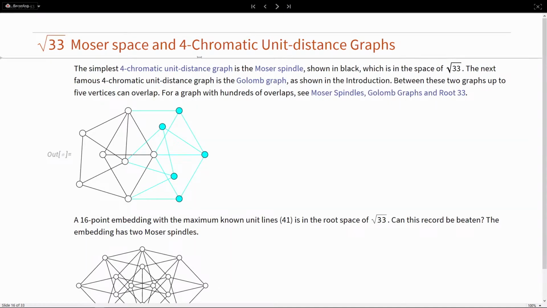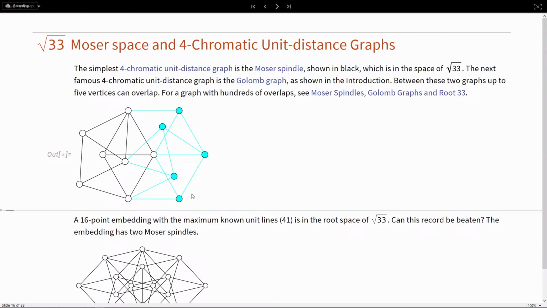I showed the Golomb graph earlier. That's this object here. The Moser spindle is also in this algebraic space. And I have a demonstration which shows a whole bunch of different ways of coming up with either the Moser spindle or the Golomb graph.